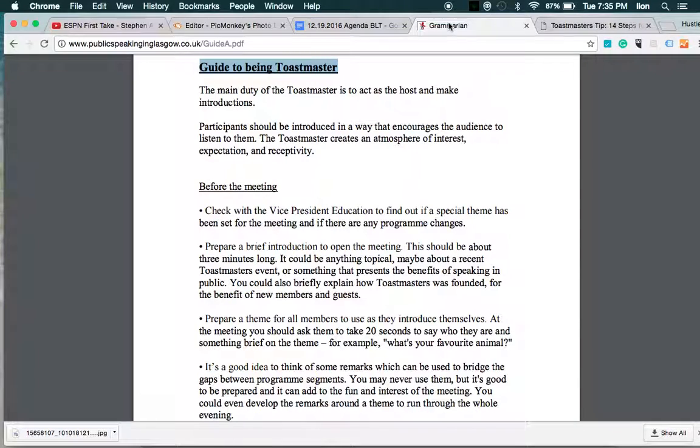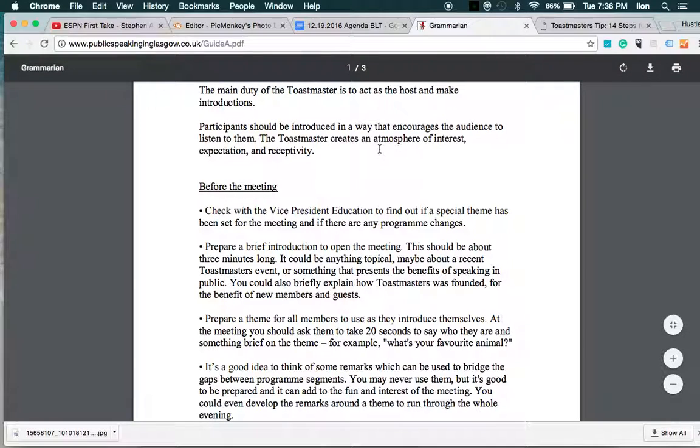Now, before we get into detail with that, let's talk in general: what is the objective? The main duty of the Toastmaster is to be the host, right? And you're making introductions. So this is almost like your meeting. You've got to keep the energy up and keep the time moving along. You want to keep people's interest and also make people receptive and excited to hear the next upcoming speaker.